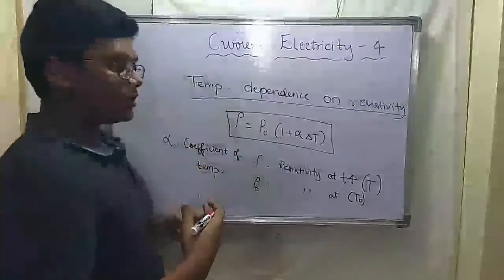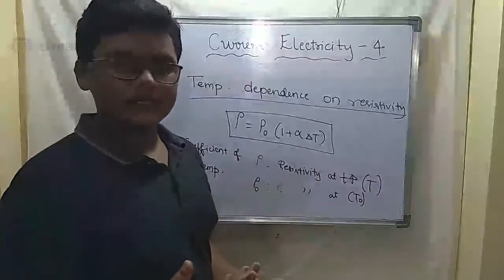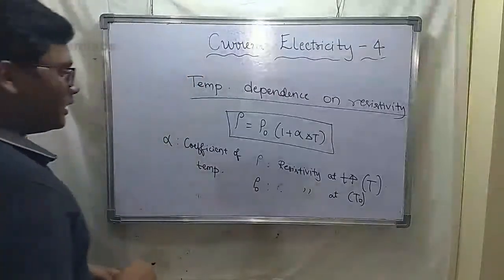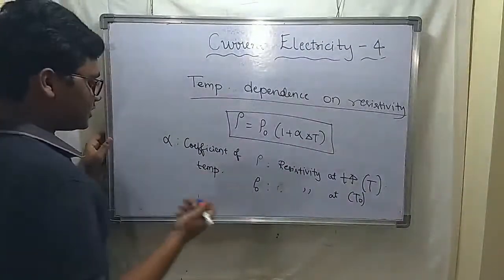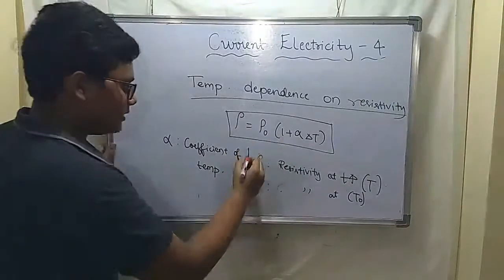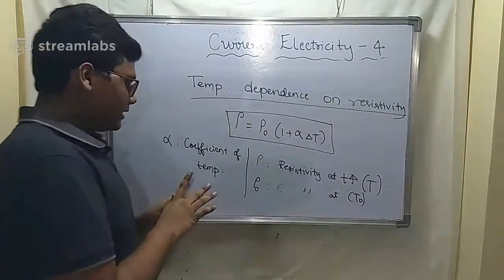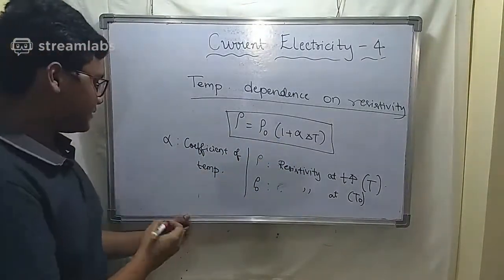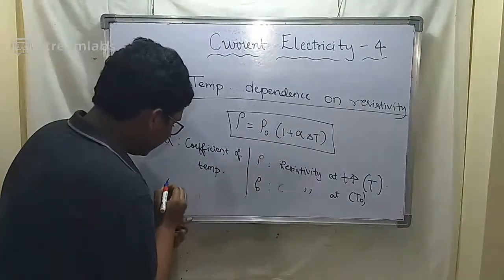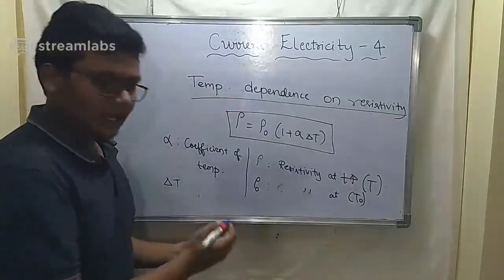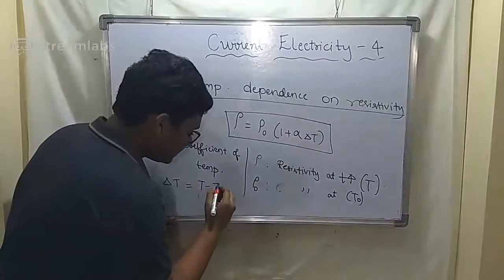We'll do numericals on this. I'll do some example sums in the next session. In the DPP sessions we'll do sums on this. Okay, numericals, they will be interesting. And this delta T is the change in temperature, that is T minus T naught.